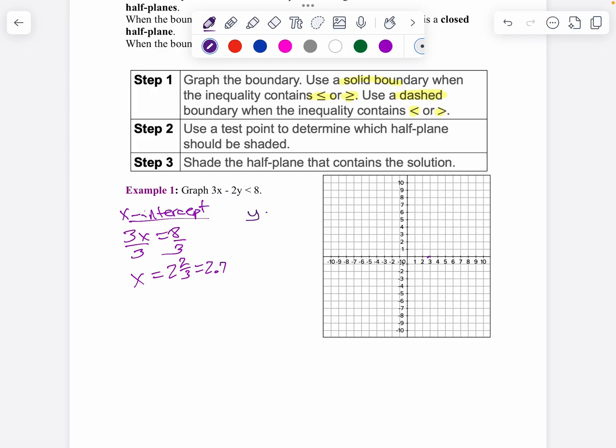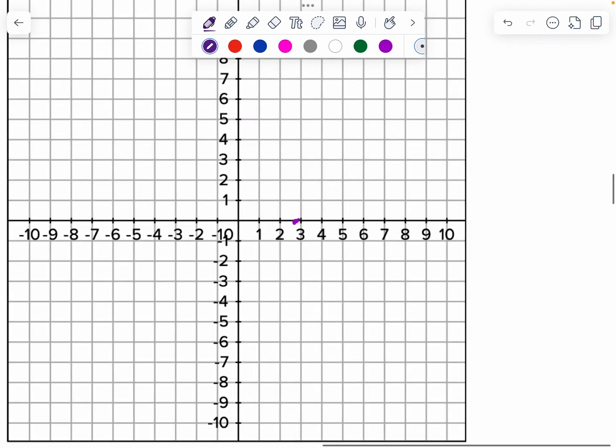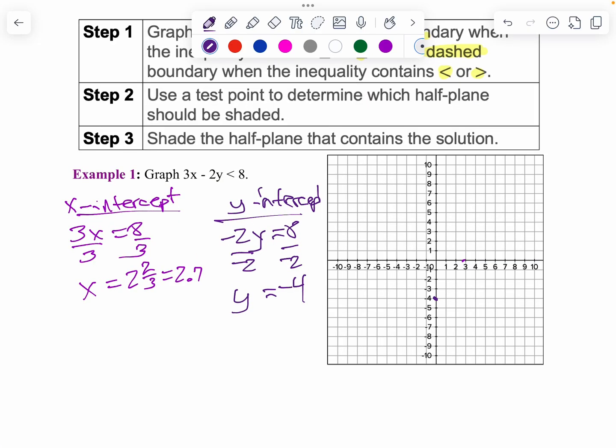Now I'll go back and I'll do my y-intercept. My y-intercept was when x is 0. So in other words, negative 2y equals 8. So I divide both sides by negative 2. Y equals negative 4. So I'm going to graph negative 4. And then I'm going to draw a line going through both of those points. Notice it's just less than. Since it's less than, it's a dashed line. So I'm going to make a dashed line going through these points.